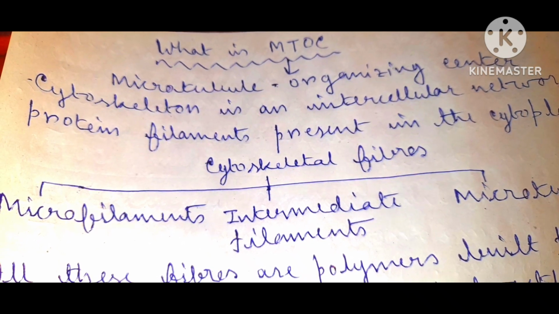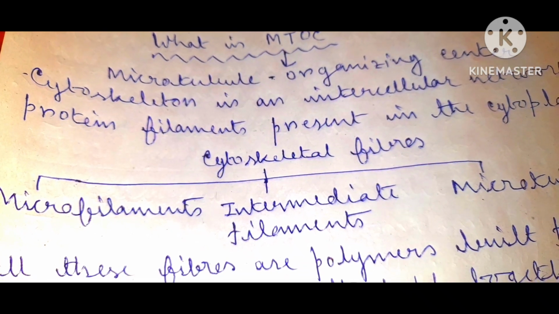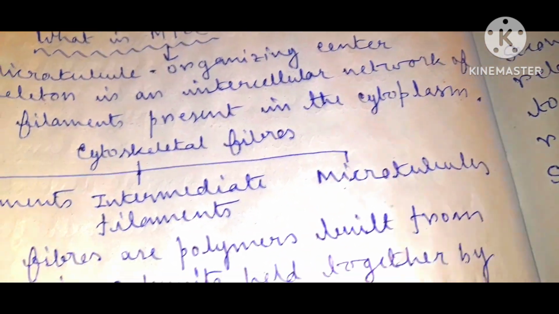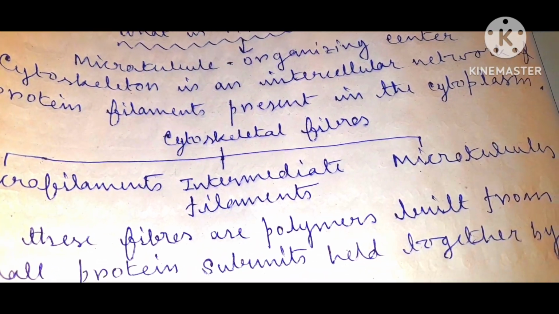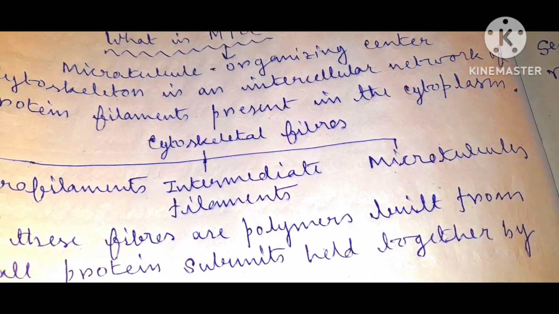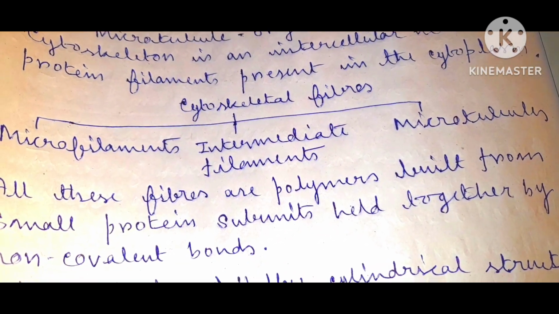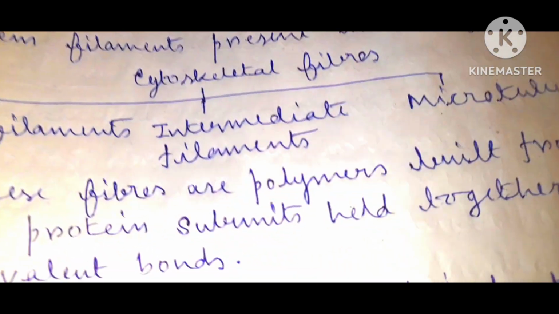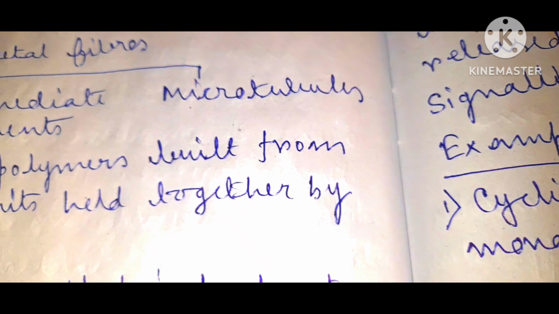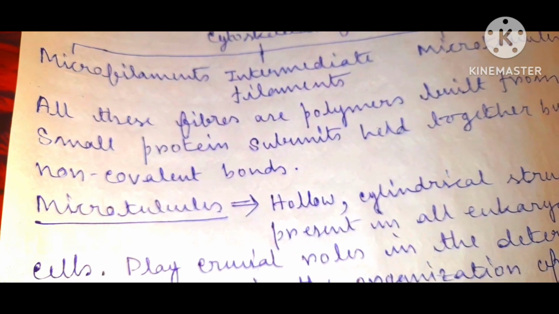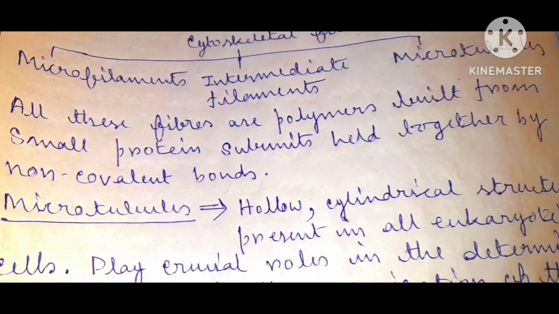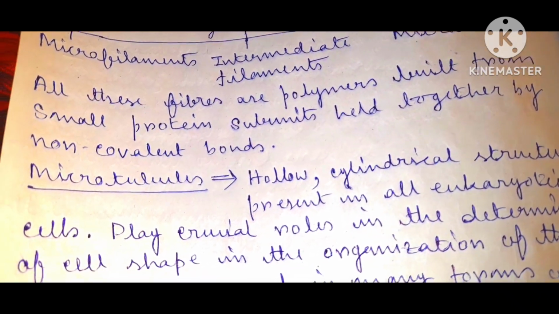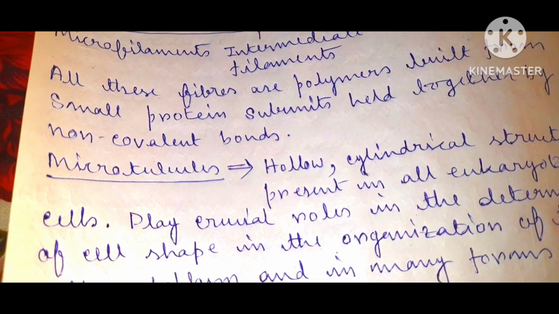What is microtubule? All of us know about cytoskeleton. Cytoskeleton is an intracellular network of protein filaments present in the cytoplasm. And these cytoskeletal fibers are of three types: microfilaments, intermediate filaments, and microtubules. All these fibers are polymers built from small protein subunits held together by non-covalent bonds.